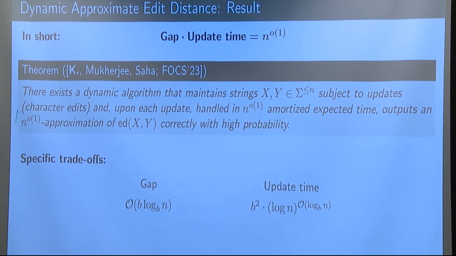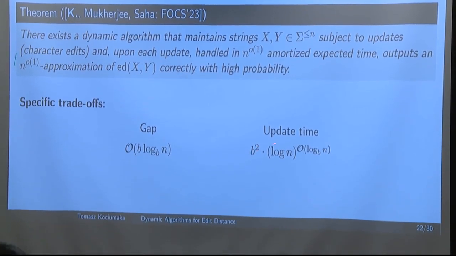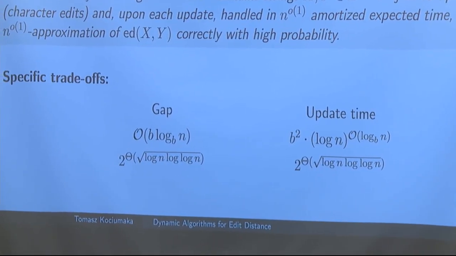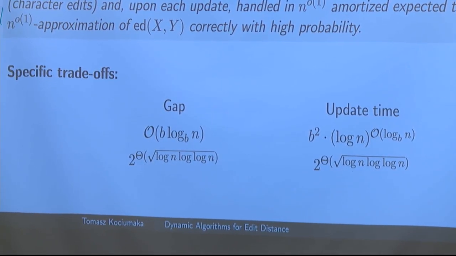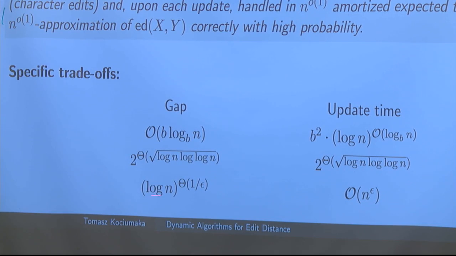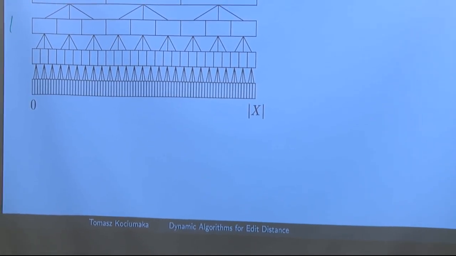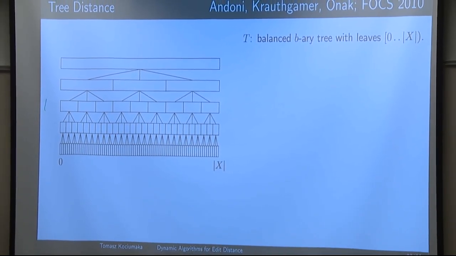So specifically, the trade-off is like this. For some parameter b, the gap is b log base b n, and the update time is b squared log n to the power of log base b n. In particular, if you want to match the two, it's 2 to the power of square root log n log n. Or if you want to have polylogarithmic gap, the update time is n to the epsilon. So for every epsilon, you have time n to the epsilon, and gap is log n to the power of roughly 1 over epsilon. And this algorithm is based on the algorithm by Alex, by Robbie, and by Krzysztof.